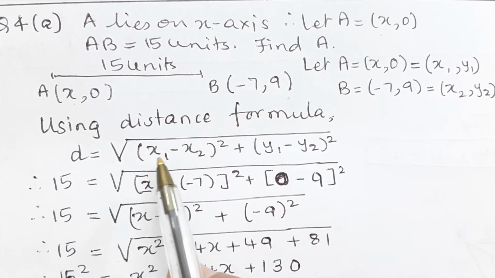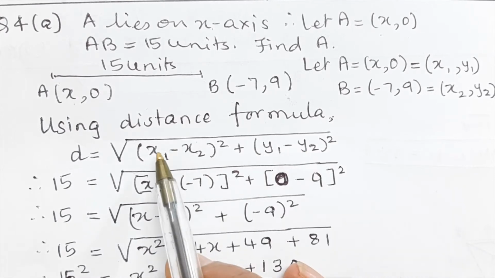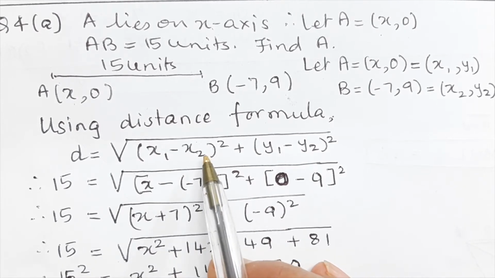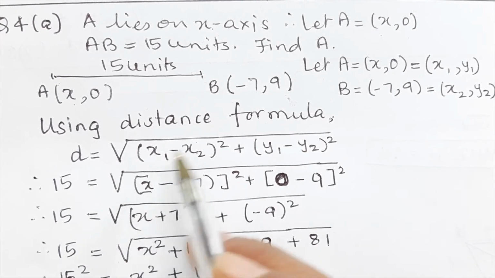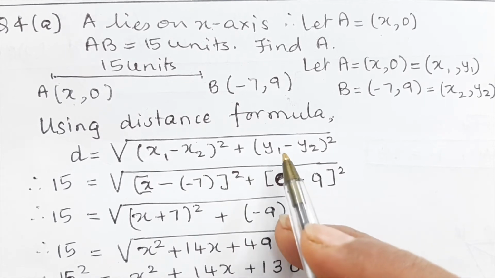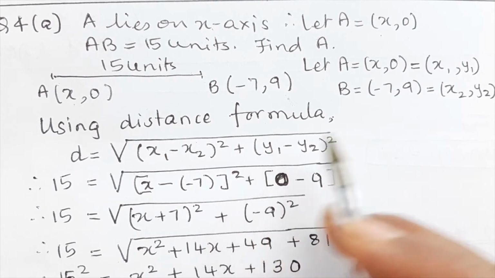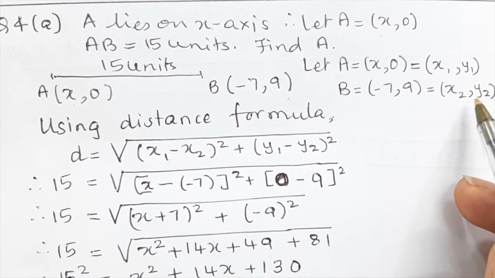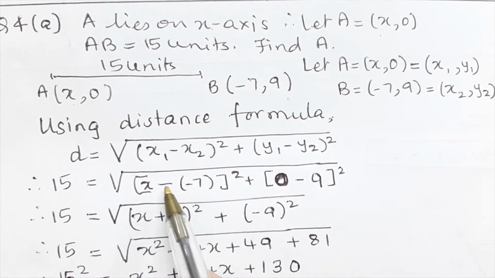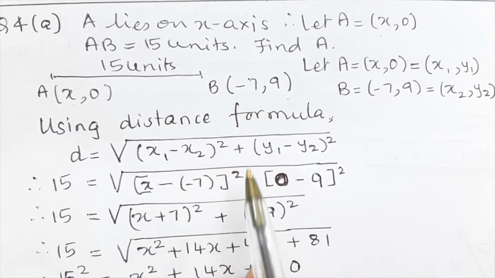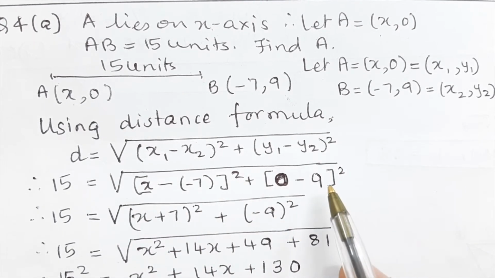So my formula will not be x2 minus x1 whole square and y2 minus y1 whole square, but I'll keep it as x1 minus x2 whole square. We use the formula d equal to under root x1 minus x2 whole square plus y1 minus y2 whole square. Now we have to specify what is x1 and y1, so we write it like this, okay? And then all we have to do is substitute. Your distance is 15, so under root x minus minus 7, okay? And here it will be 0 minus 9, all right?